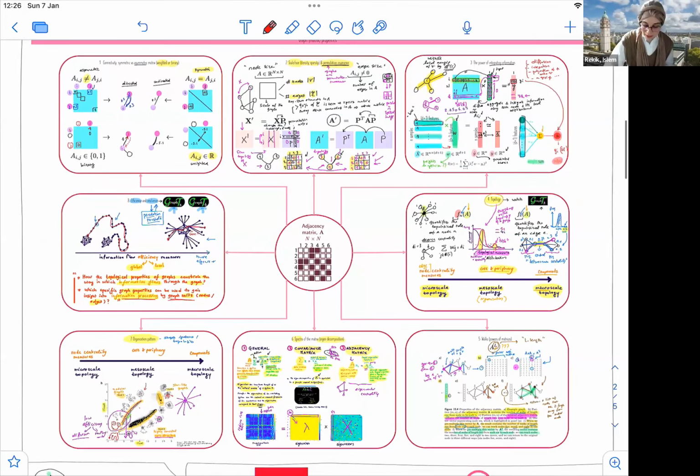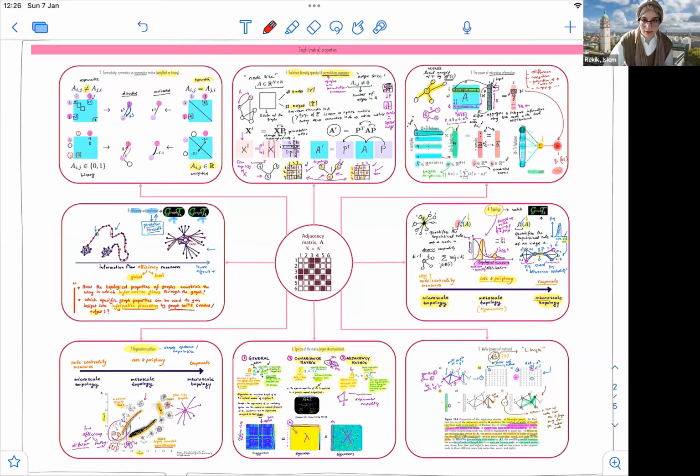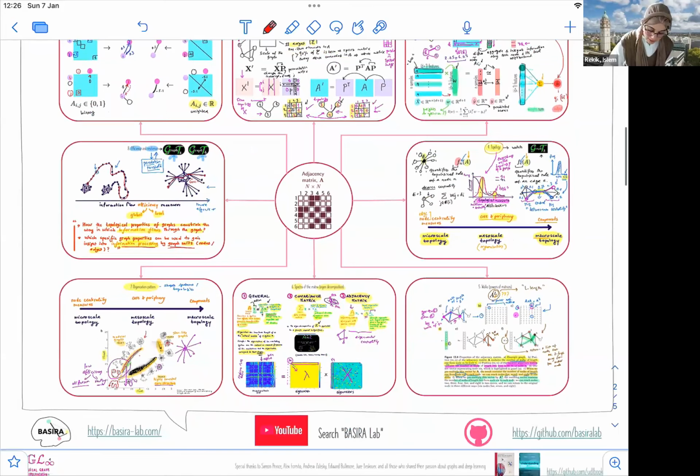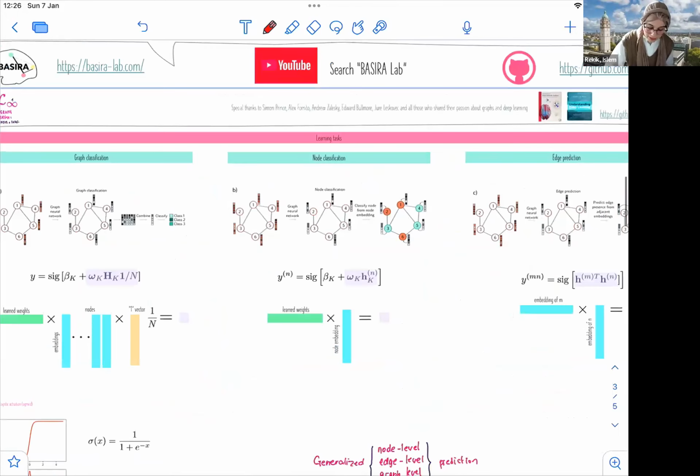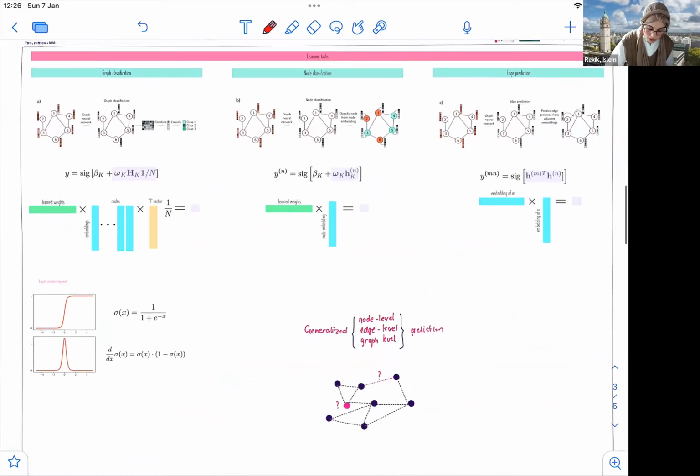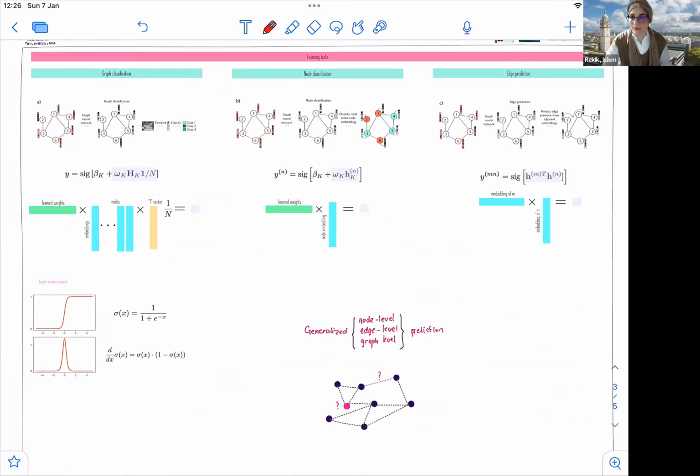And next, we're going to look at the third section, the last section in this lecture, which is the learning task. So we'll cover that quickly, and I'm going to give you examples about the different tasks that we can learn using graphs. All right.